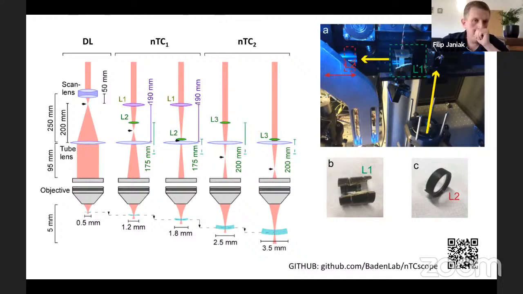So we remove the original scan lens, and for the non-telecentric method number one, we add two lenses, and by moving one of those lenses, in this case called lens two, between lens one and the tube lens, we increase the field of view from 1.2 to 1.8. And in the second modification, we just operate on one lens, and by the same movement, we can increase the field of view from 2.5 up to 3.5 millimeters.